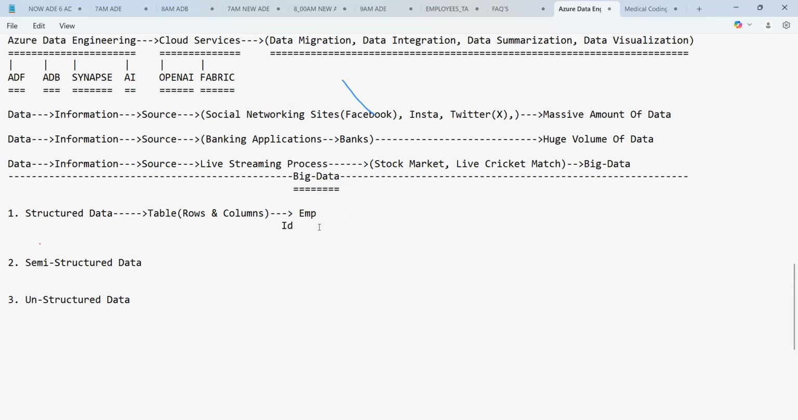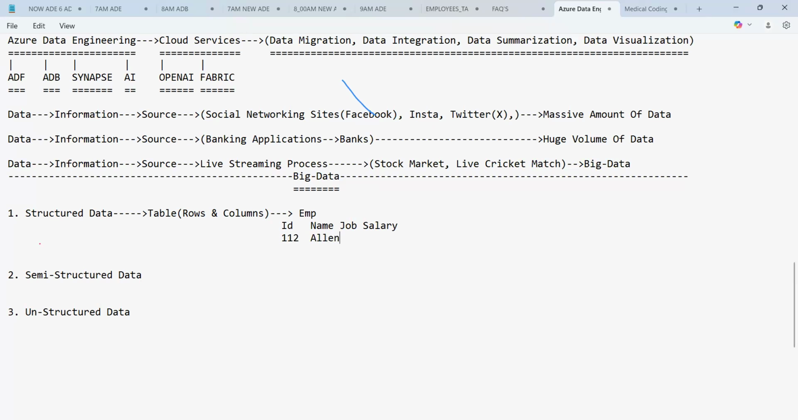The columns are ID, then name, job, and salary. Okay, so we can say, guys, ID, name, job, and salary. So here this is the ID.